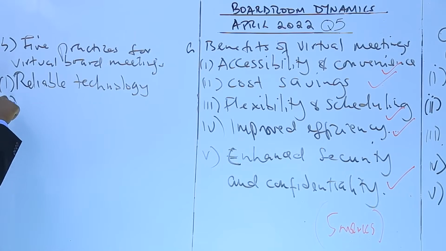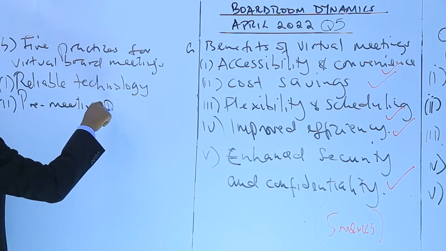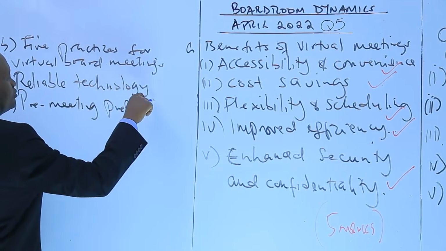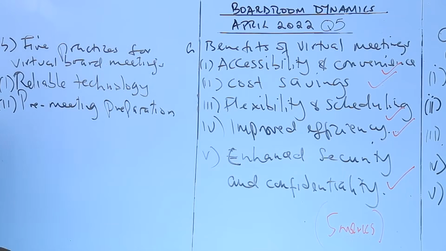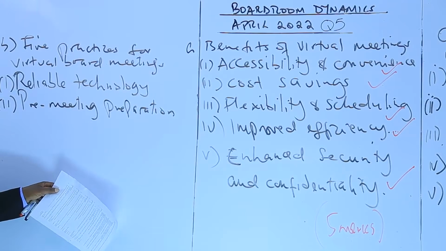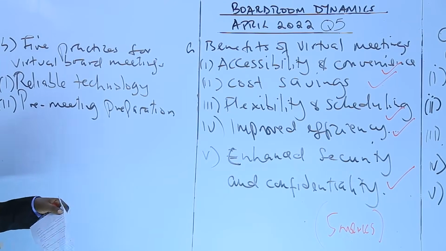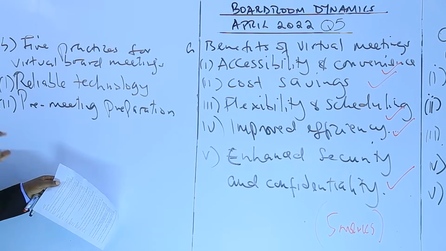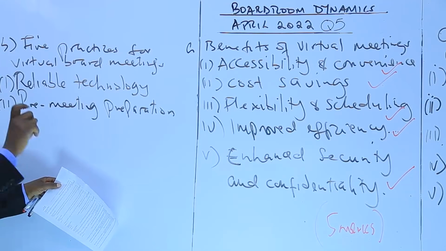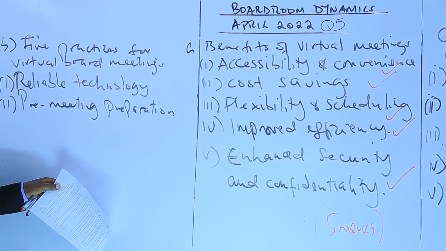Number 2, pre-meeting preparation. The board should distribute meeting materials well in advance, including the agenda, the reports, and any relevant documents, to give board members adequate time to review and prepare for discussions. That is a good best practice, pre-meeting preparation.